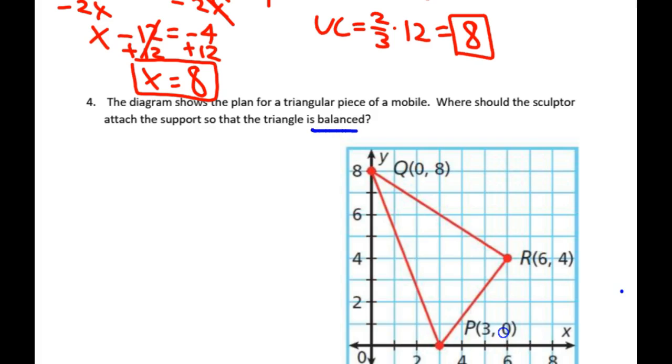So from now on, if you see the word balanced, I want you to think of what you constructed today. Didn't we make a triangle that balanced? Or we should have, right? So we're talking about a centroid. They didn't say the word centroid, but they did say the word balance. Okay? So balance, centroid.